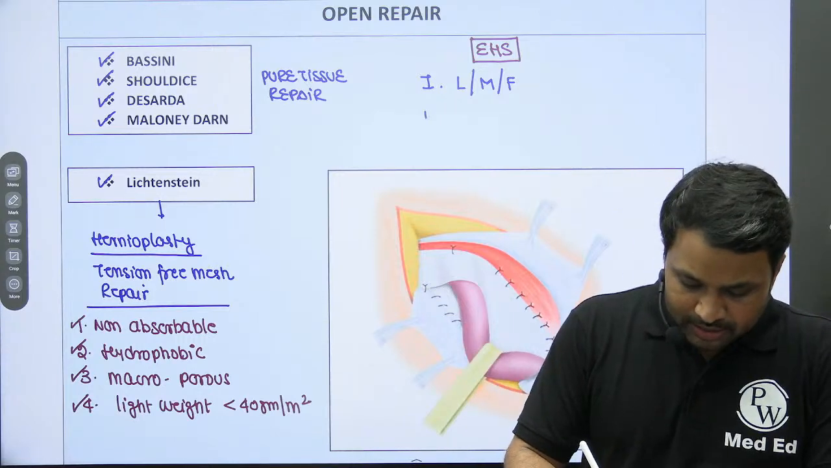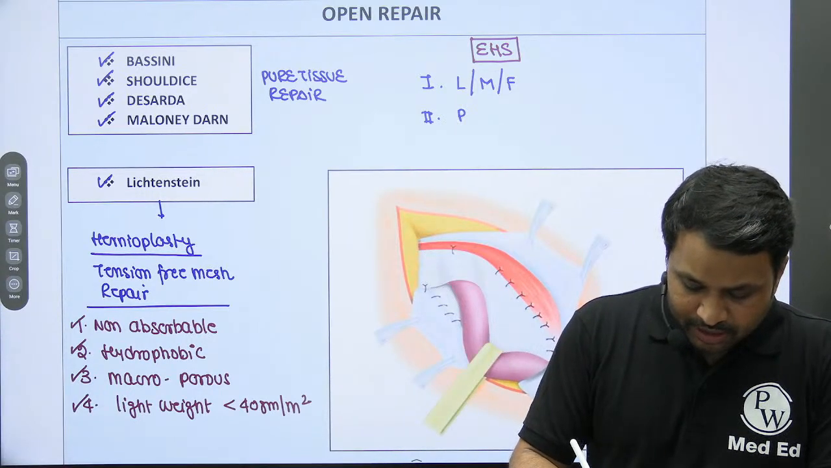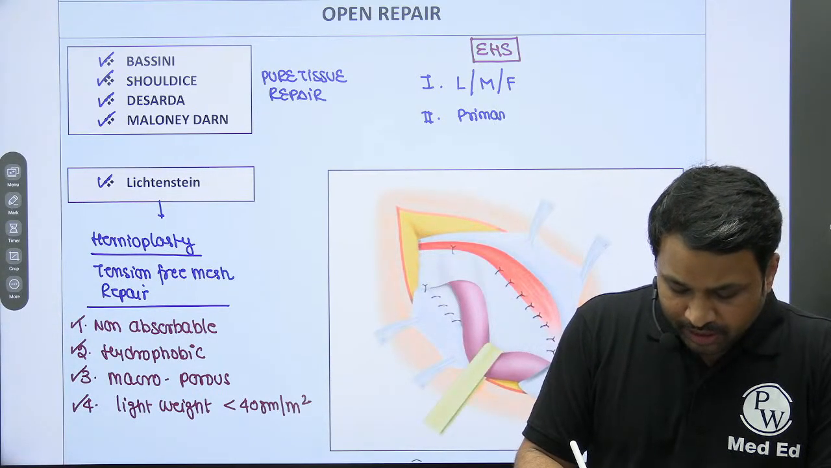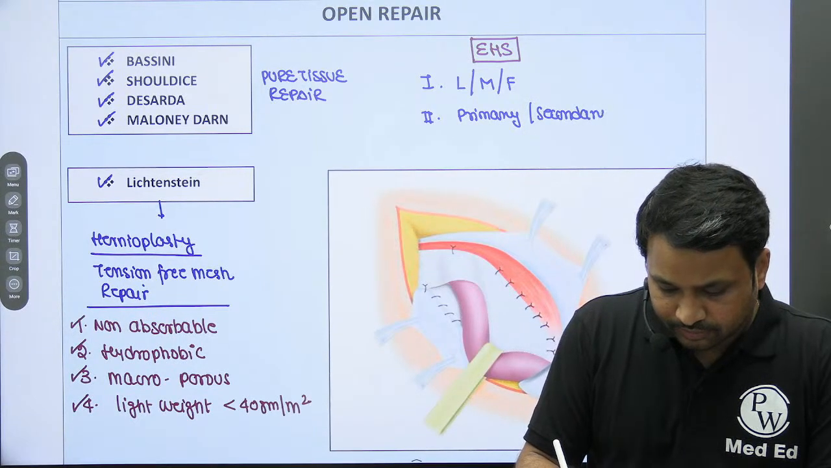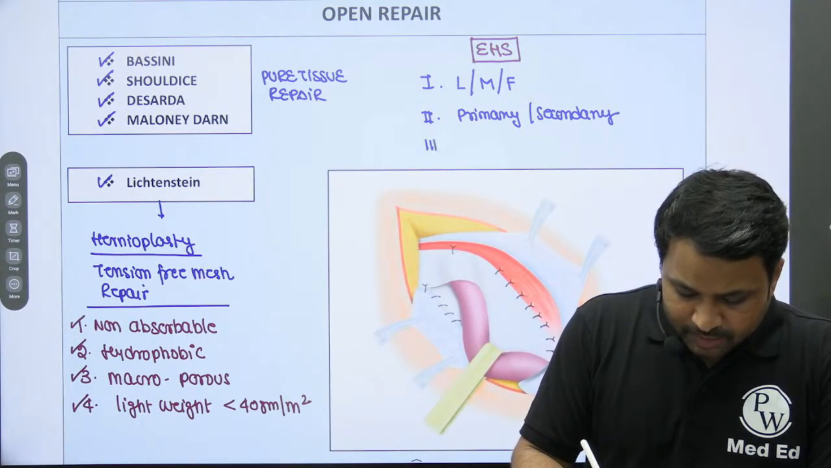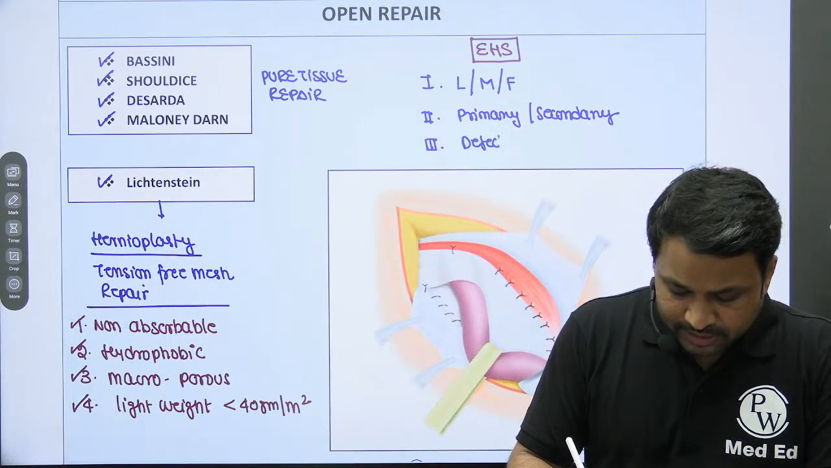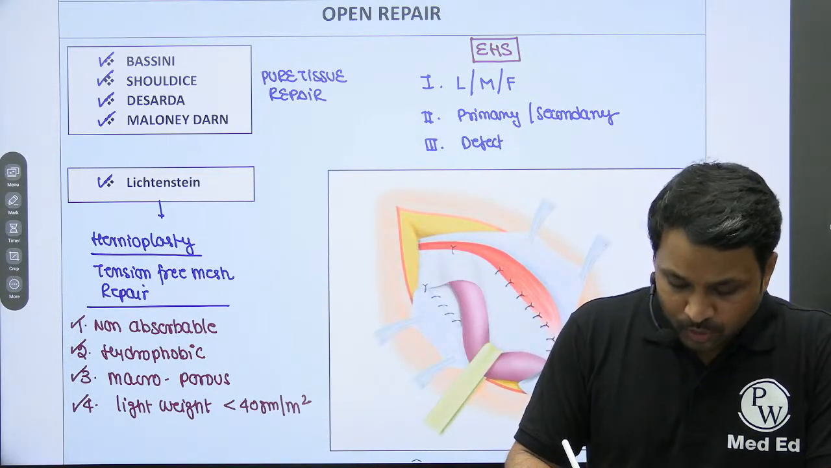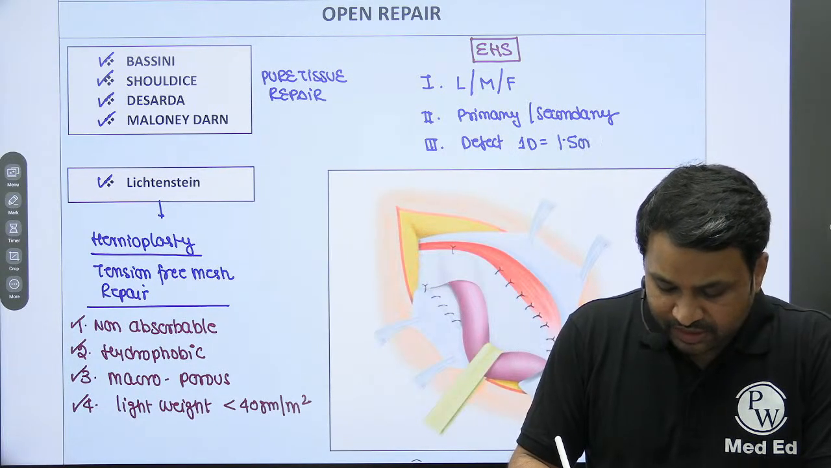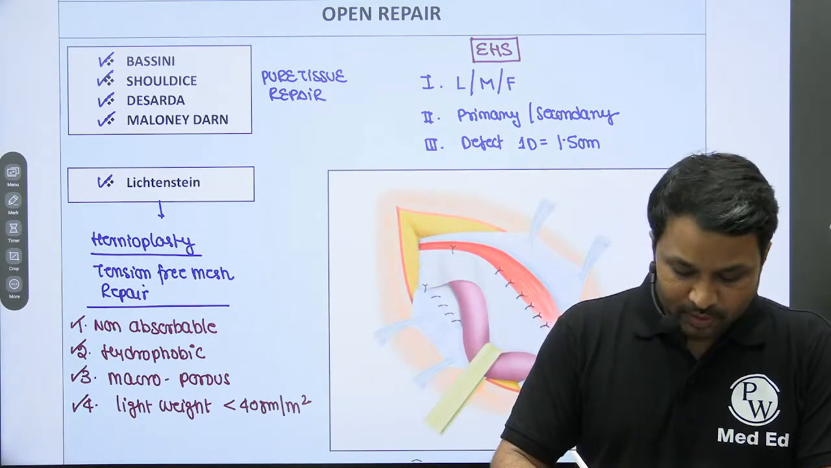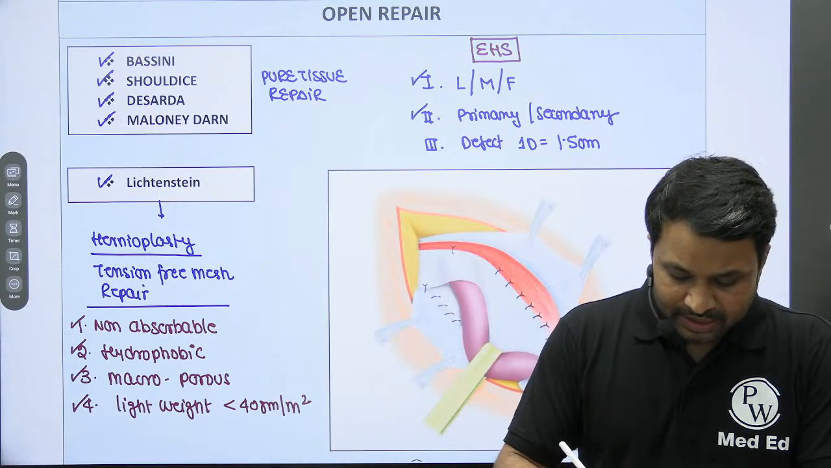Now, the second one: is it a primary or a secondary hernia? Primary is the first occurrence, secondary is recurrent. And the last one is based upon the defect. Remember, currently we say the defect is measured as 1 finger breadth, so one defect is equal to 1.5 centimeters.